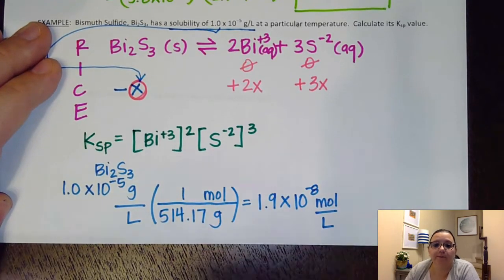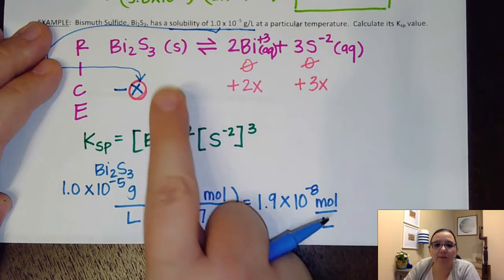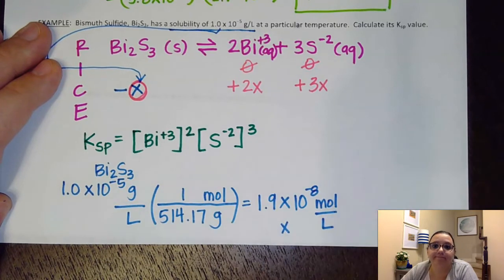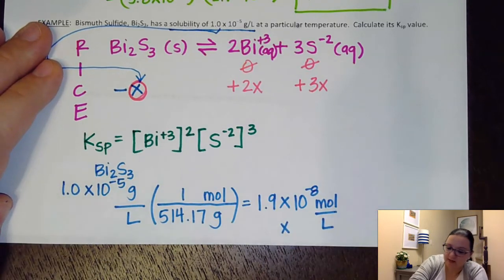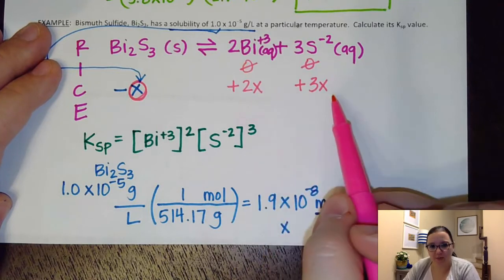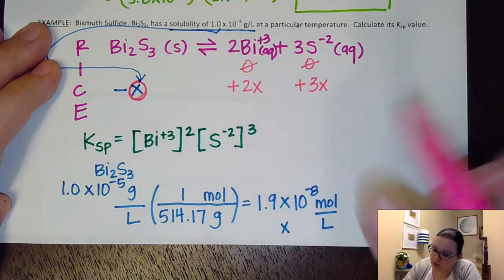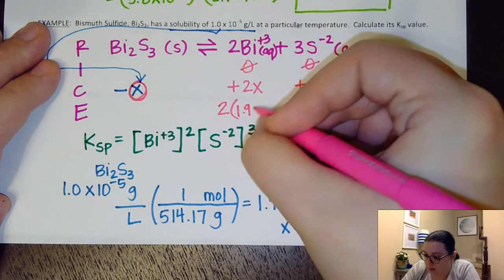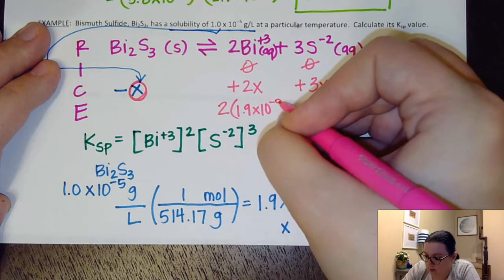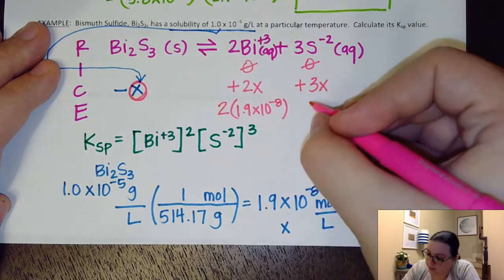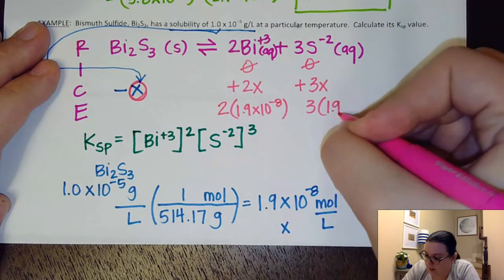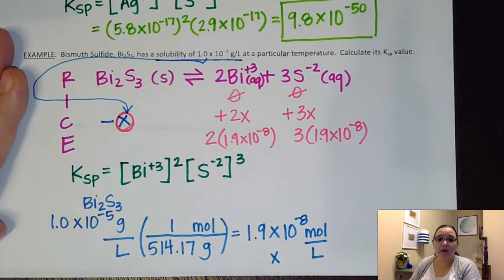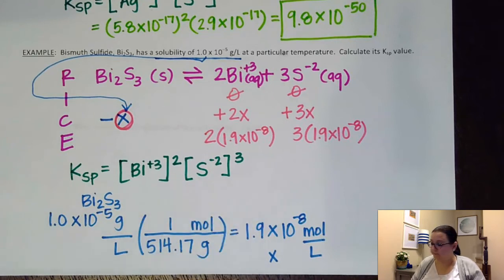So here's the deal. This value here is how much of that Bi2S3 is actually dissolving. It is x. So now, if these other values are 2x and 3x, the bismuth concentration at the end is simply going to be 2 times the 1.9 times 10 to the negative 8th, and the sulfur is going to be 3 times that 1.9 times 10 to the negative 8th. And now I have my concentrations to plug into KSP.